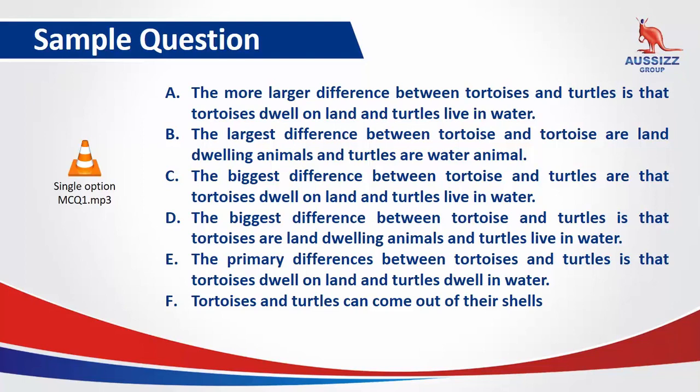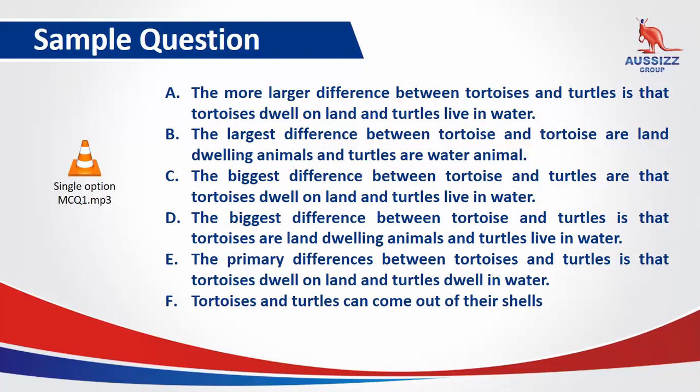But let's continue just to make sure. The biggest difference between tortoises and turtles is that tortoises are land-dwelling animals and turtles live in water. This one is even more grammatically correct because the biggest difference is a singular one, and "are" refers to a plural. So, part D is actually more correct. So this one is a better answer so far.